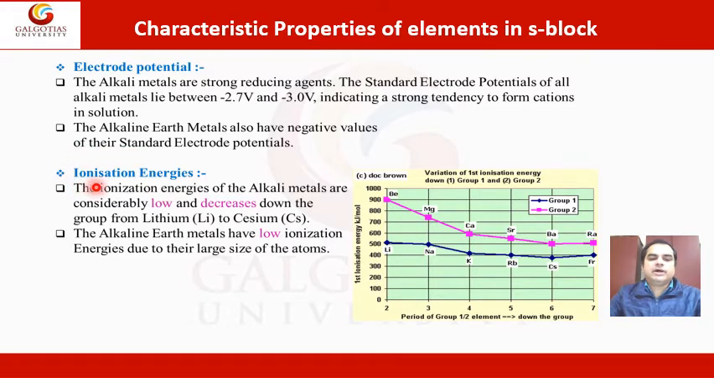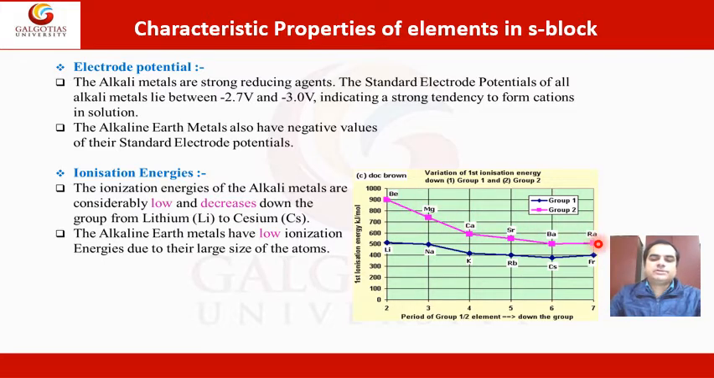Similarly, if we discuss ionization energy, what is ionization energy? It is the energy required to remove an electron in the gaseous state from an element. We see that the ionization energy of alkali metals is considerably low and decreases down the group from lithium to cesium, as we can see, continuously decreasing in the group. Similarly, the alkaline earth metals also have low ionization energy due to the large size of the atom. The pink line represents the group 2 elements and the blue line represents the group 1 elements.